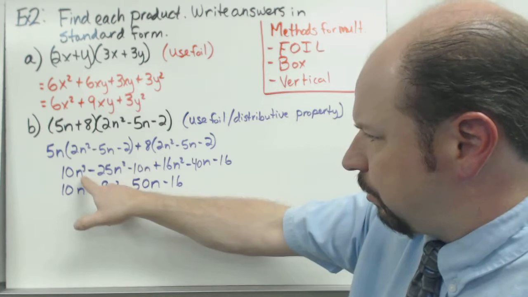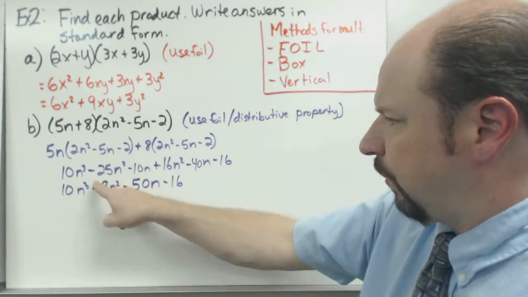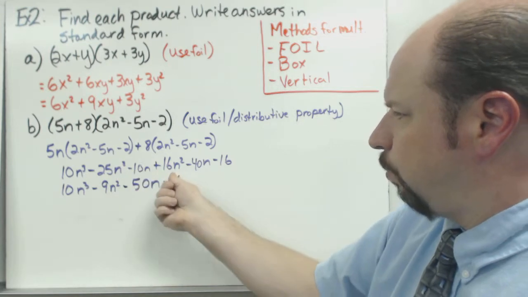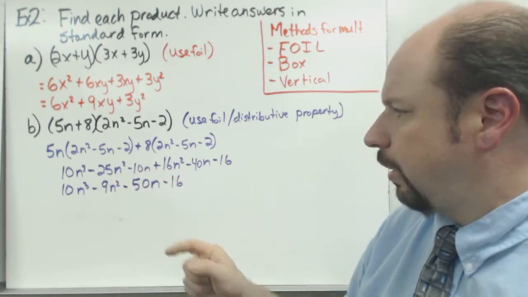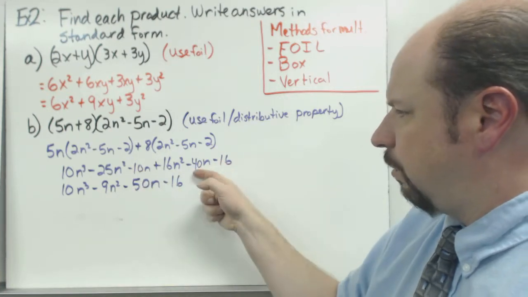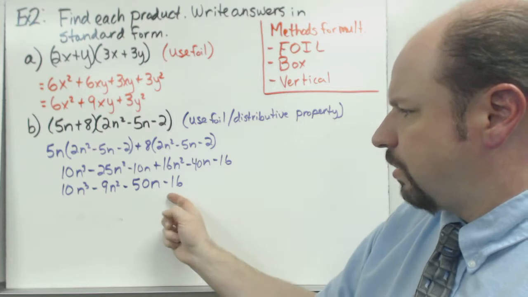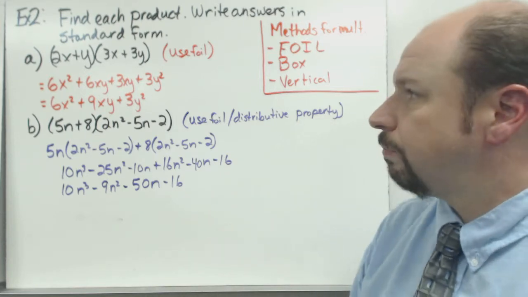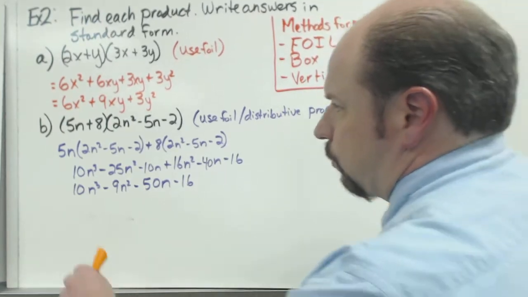So look, there is no other cubed term, so it just goes out front. Negative 25n squared plus 16n squared. Well, negative 25 plus 16 is negative 9. Negative 10n minus 40n is minus 50n. And there's no other constant, so the minus 16 goes at the end. Okay, so there are two examples of using FOIL.